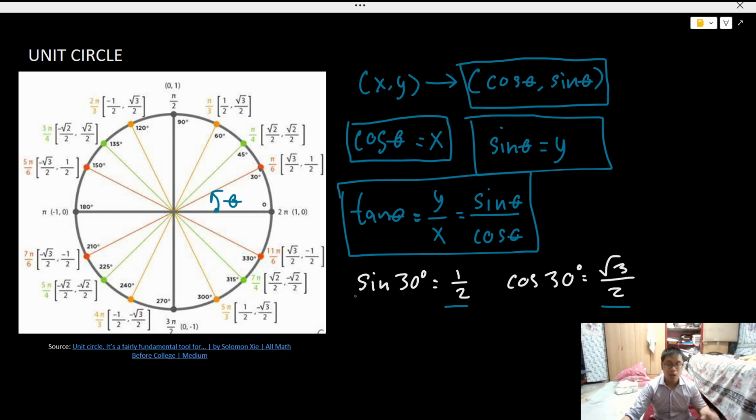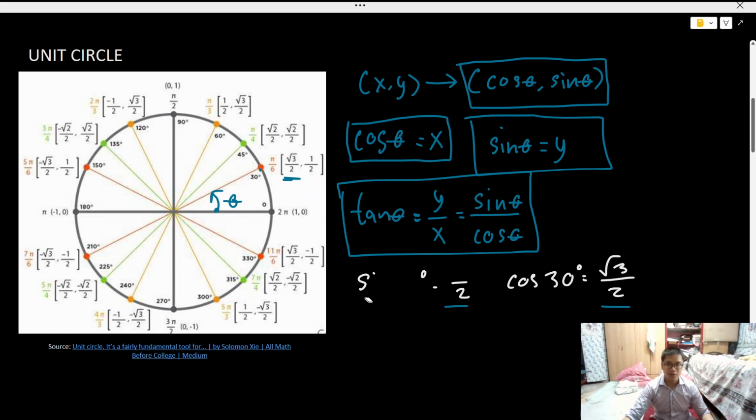Meaning, what will be your x value here? That will be your cosine. And what will be your y here? That will be your sine. Your left value, that's your x. Your right, that would be your y. So your x would be cosine and your y would be sine theta.